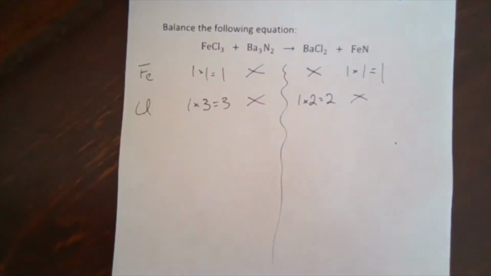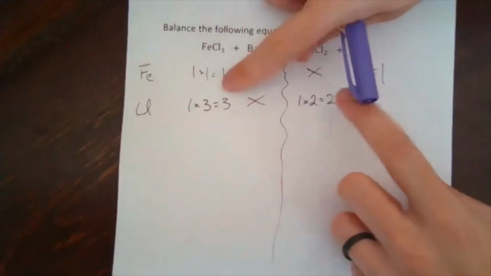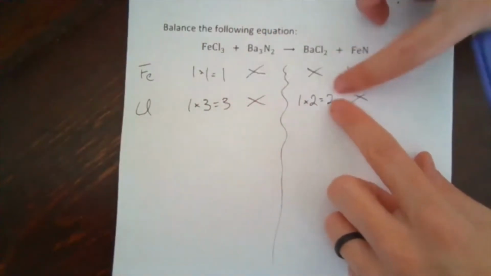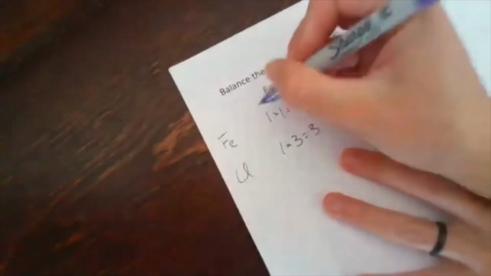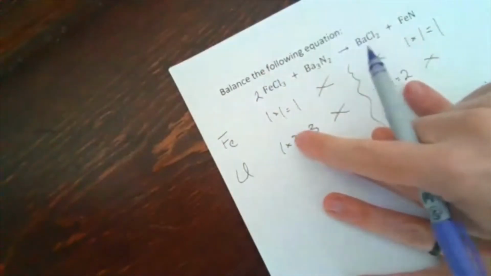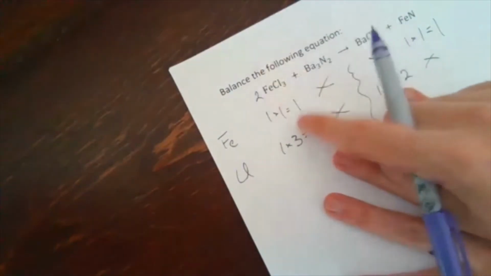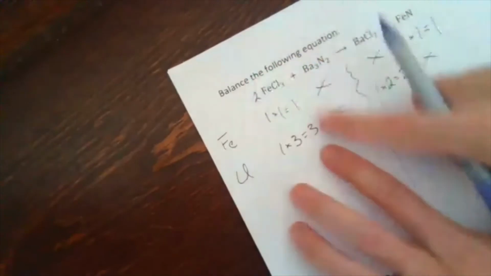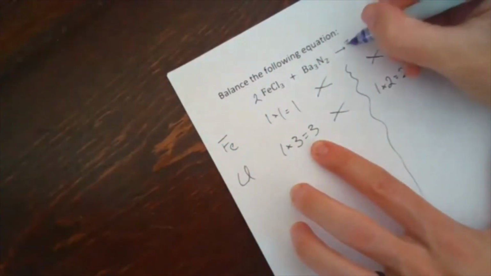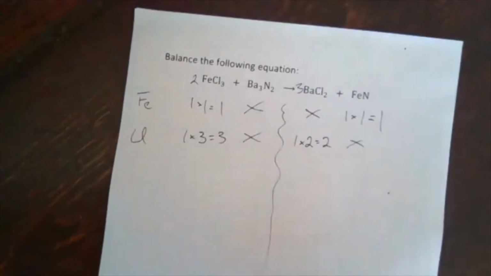And that is, or 3 divided by 2 is 1.5, or 3 halves. Ideally, we want whole numbers when we're balancing, so we can't do that. What we can do when we have this sort of situation where these numbers are not divisible by each other is take this 2 and put it right here in front of the chlorine, in front of where this chlorine is. We take the 2 over here, put it in front of that. We take this 3 and put it in front of that.